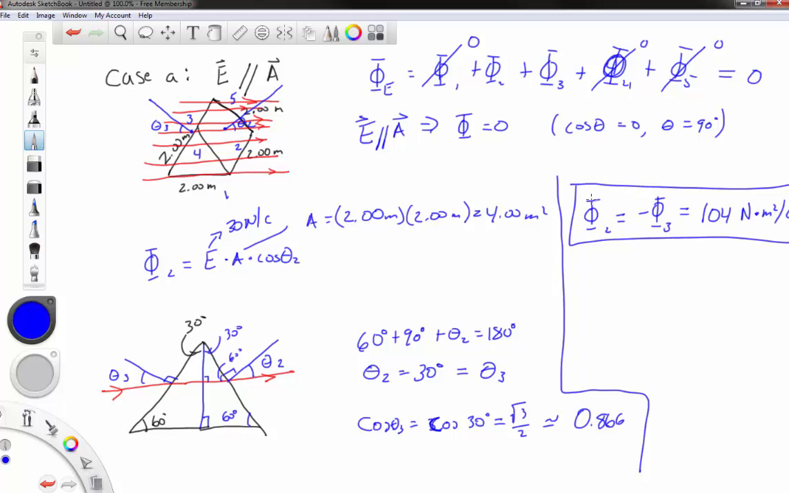And so now we've actually solved it, because you can see that if these two are opposites and all the others are zero, then the total flux is also in fact zero. So we've solved case A. Now let's look at case B.